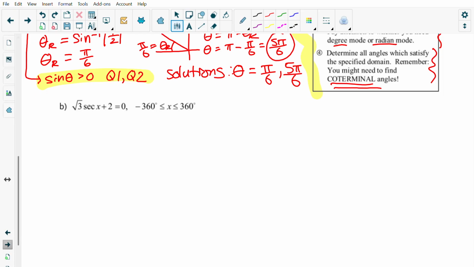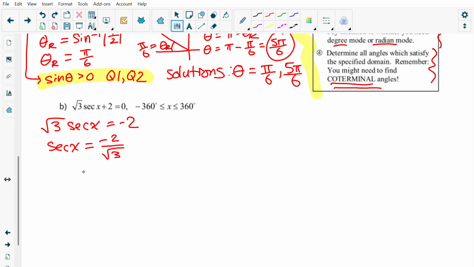Okay, letter B. Let's follow the same steps. So I have square root of 3 secant of x plus 2 equals 0. Within the domain negative 360 to positive 360. So square root of 3 times the secant of x equals negative 2. So let me subtract 2 from both sides. I'm going to divide both sides by square root of 3. So I have negative 2 over square root of 3.